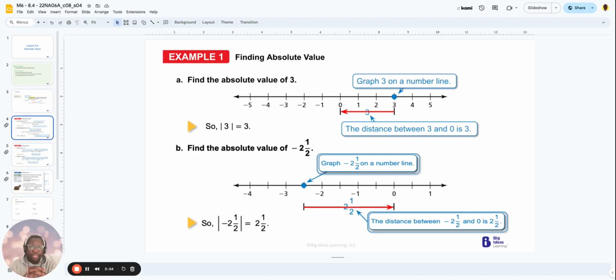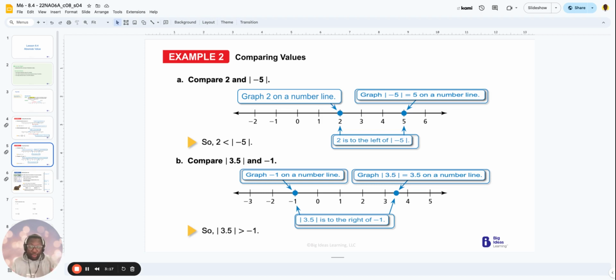So when we're looking to find the absolute value, example number 1 says find the absolute value of 3. Well, how far away is 3 from 0? It's 3 units. Therefore, the absolute value of 3 is +3, or just 3. Now, what's the absolute value of -2.5? Ask yourself, how far away is this from 0? If we take a look at it on our number line, we can see that -2.5 is 2.5 units from 0. So the absolute value of -2.5 is 2.5.